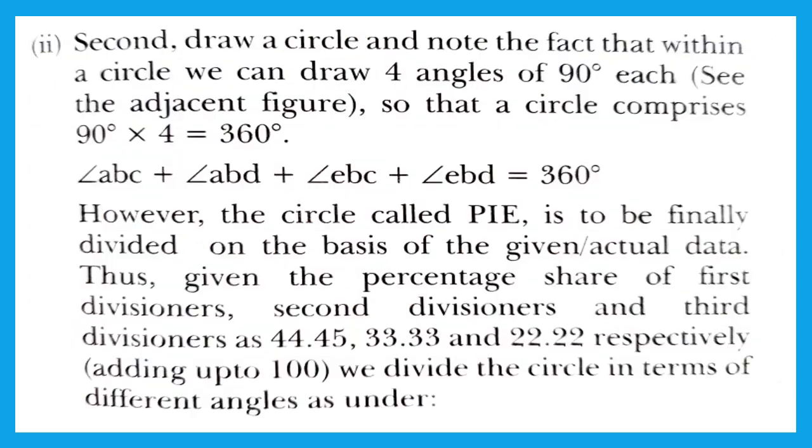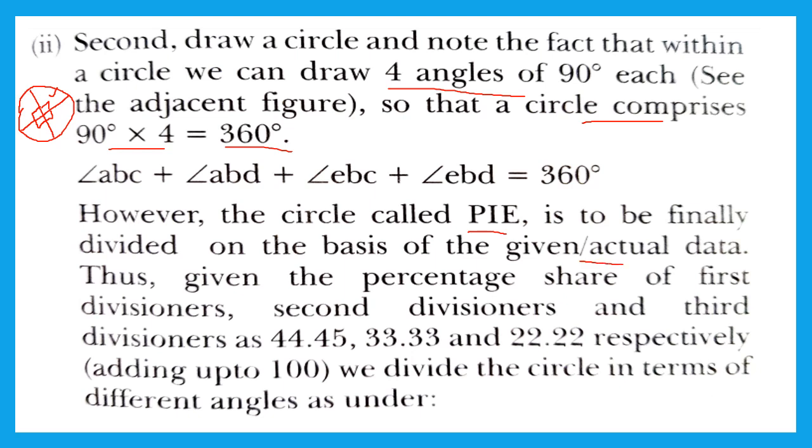Then draw a circle and note the fact that within a circle we can draw four angles of 90° each. Okay, suppose this is a circle. We know that a circle can have four 90° angles, that is four quadrants, quadrant 1, 2, 3, 4, and these are four 90° angles. So a circle comprises 90° into 4, which is 360°. However, the pie is to be finally divided on the basis of given actual data.